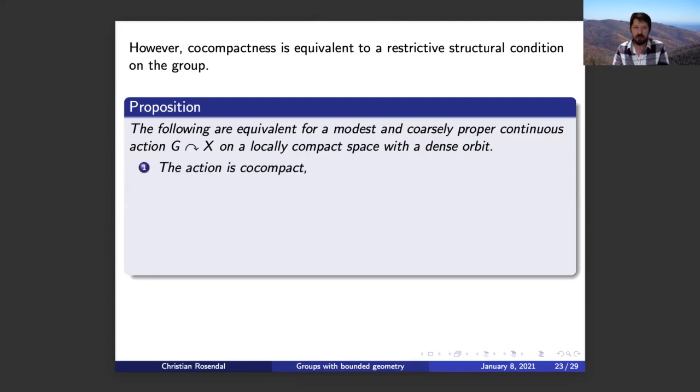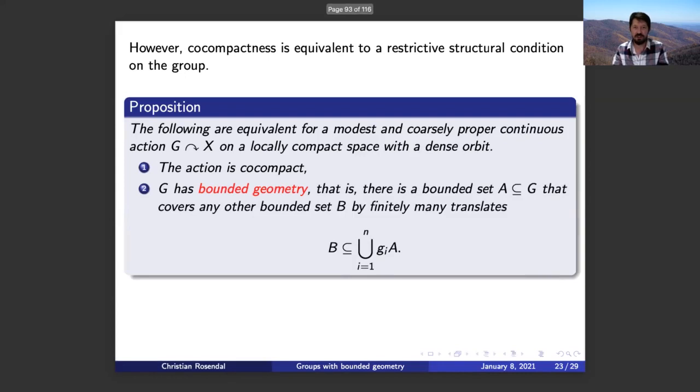Well, then co-compactness is equivalent to the group having bounded geometry, which has an algebraic definition in the following sense. What does it mean to have bounded geometry? It means that you can find some bounded set in the group that can cover every other bounded set via finitely many translates. So there's some set which is small, but still large enough that it can cover every other small set by finitely many left translates.